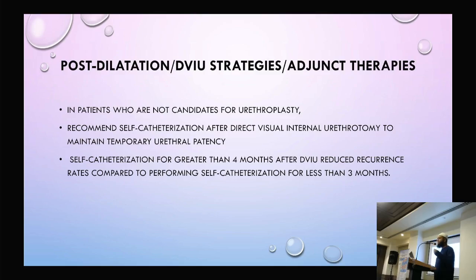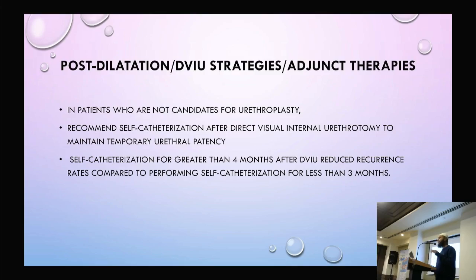So to increase the success rate or yield, we have to combine a lot of other modalities along with this. For patients whom we cannot post for urethroplasty, or who don't opt for any other adjuvant therapy, this is recommended. Many patients, all of us have this. We advise patients to dilate. What is the evidence? There is a recommendation of self-catheterization after DVIU to maintain the temporary urethral patency rate.